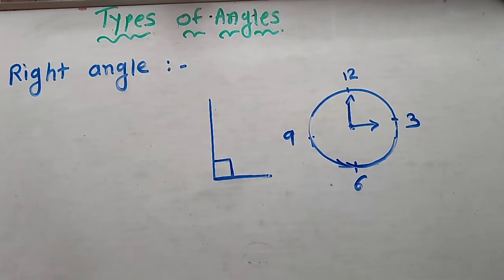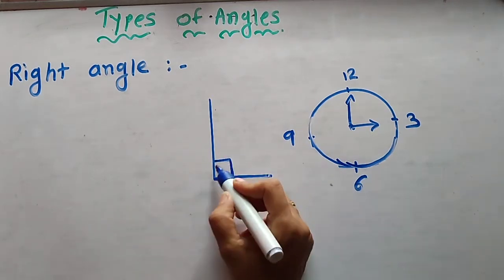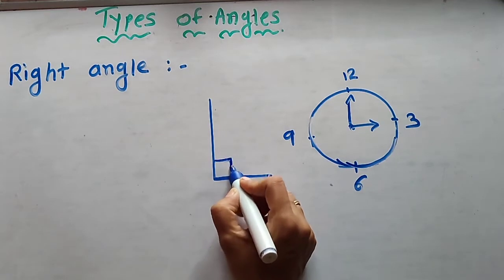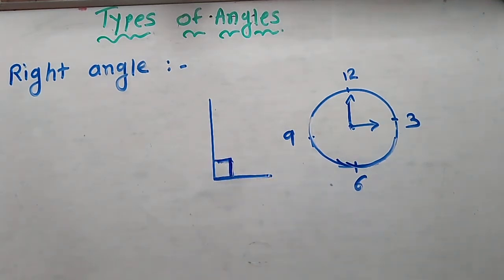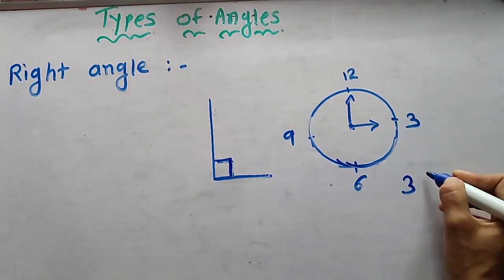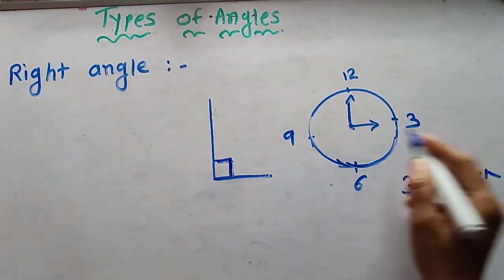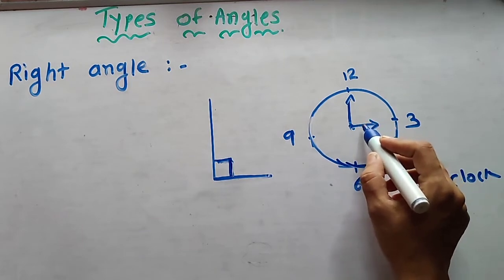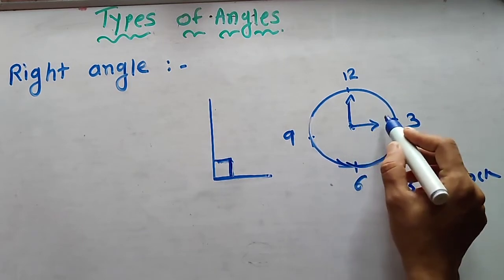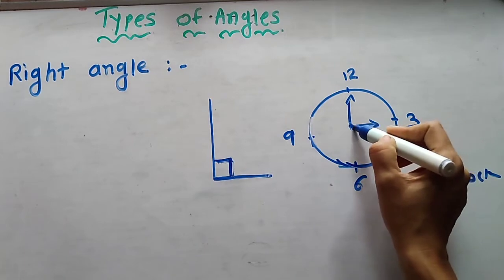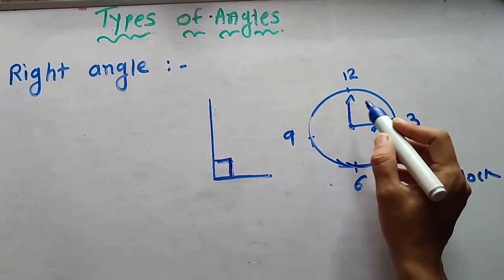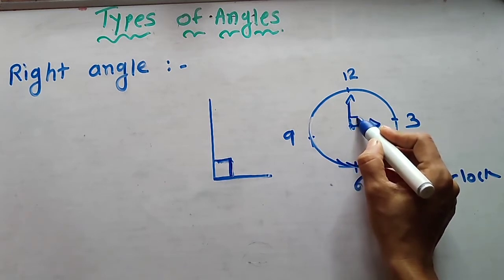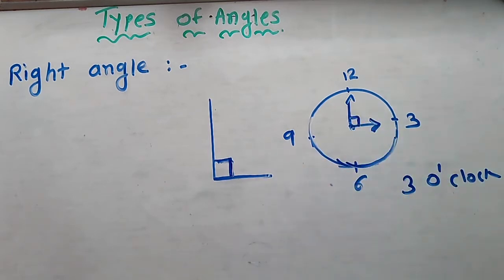Right angle means, suppose you draw the letter L. Here an angle is formed, and this angle is called a right angle. Okay, see the clock when the time is 3 o'clock. The hour hand is on 3 and the minute hand is on 12. Here again, the angle formed between these two needles is a right angle.